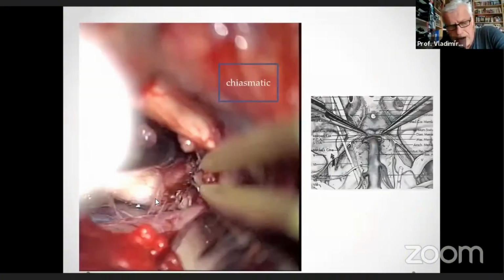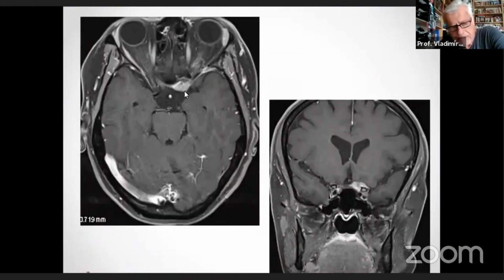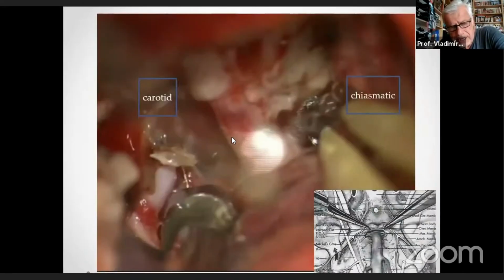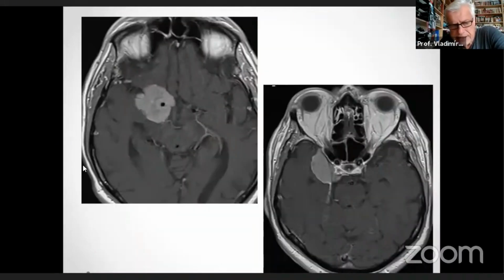Tuberculum sellae meningioma, the same thing at the end. You see the chiasmatic cistern wall, which is preserved against the brain and against the optic nerve, thus nothing should be harmed. Small anterior clinoid meningioma, which is causing vision deterioration, of course, and at the end, this is the wall of the carotid cistern, wall of the chiasmatic cistern, and only the optic nerve is dissected free and the tumor is resected.